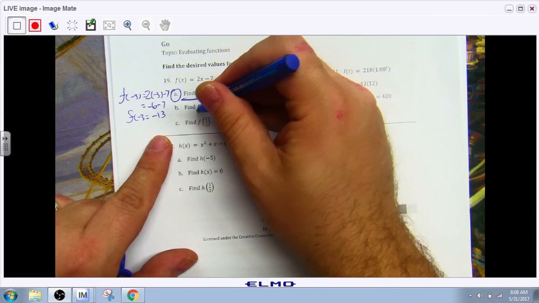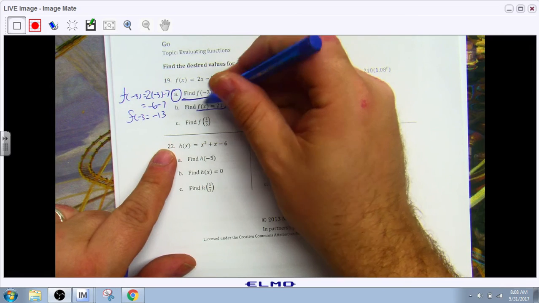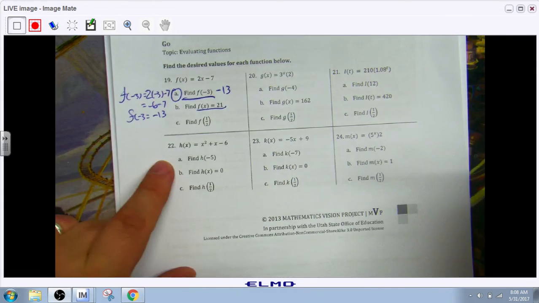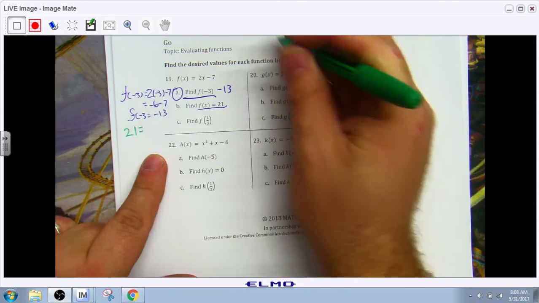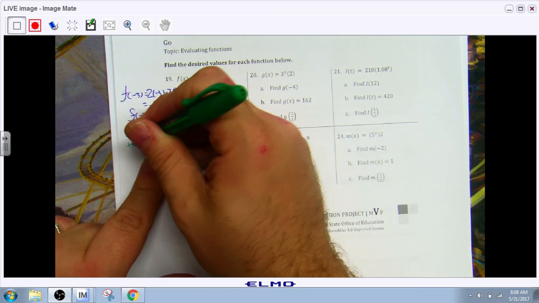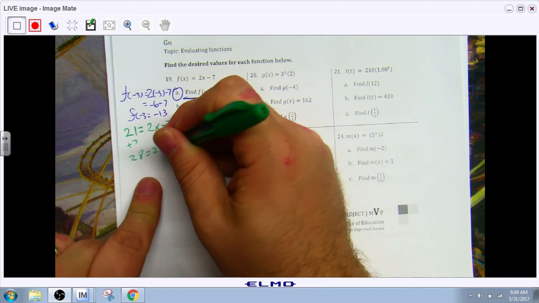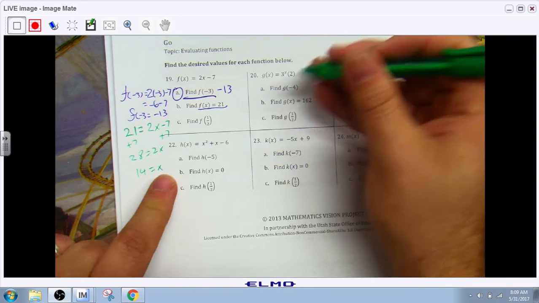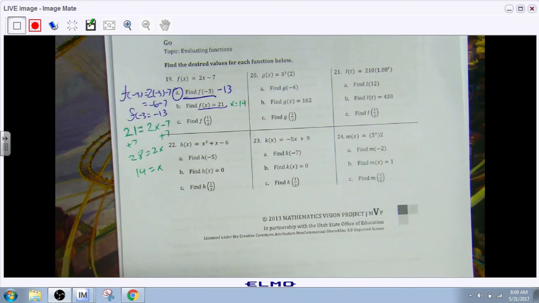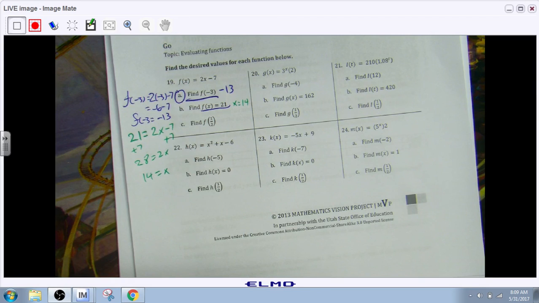Now it says find x when f of x equals 21. So this means instead of f of x, we have 21 here. So let's go ahead and do that. 21 equals 2x minus 7. So if I add 7, 28 equals 2x, which means 14 equals x. So x equals 14. Okay? And so that's what we're doing for each of these. Don't be afraid of fractions. Just plug in a fraction and see where it takes you.